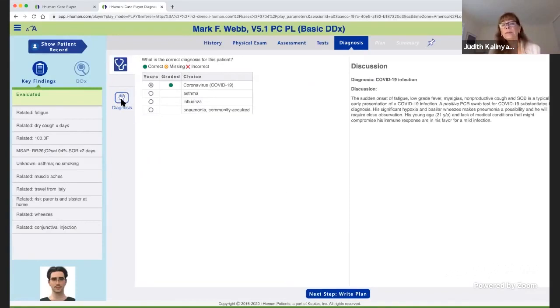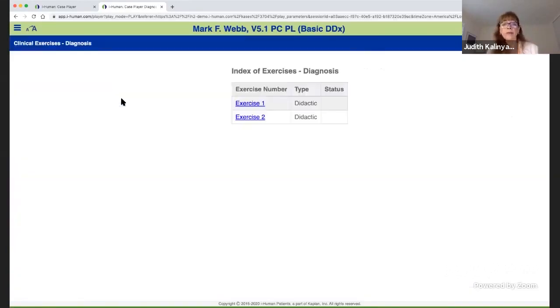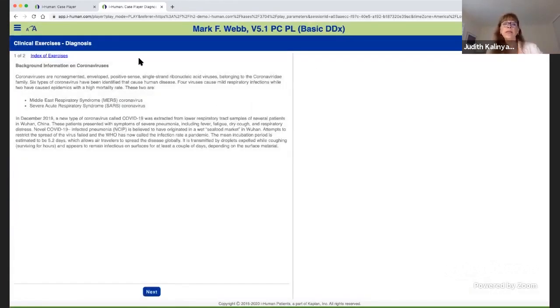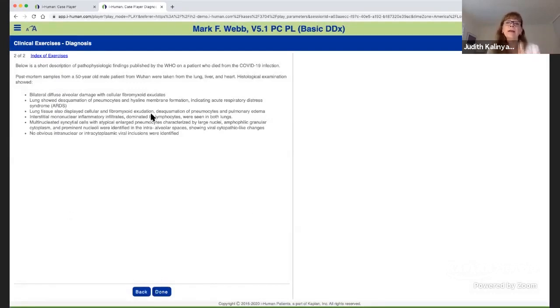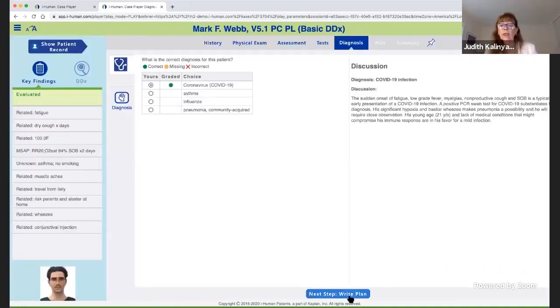And then we've been ignoring these little gearhead guys, but throughout the case, we can put additional information or check your knowledge. In this particular case, I've put in what we know about coronavirus versus SARS versus MERS, a little bit about the pathophysiology. When people die, what do they find in the path specimens? How do they die? I thought that was important to add to the case.